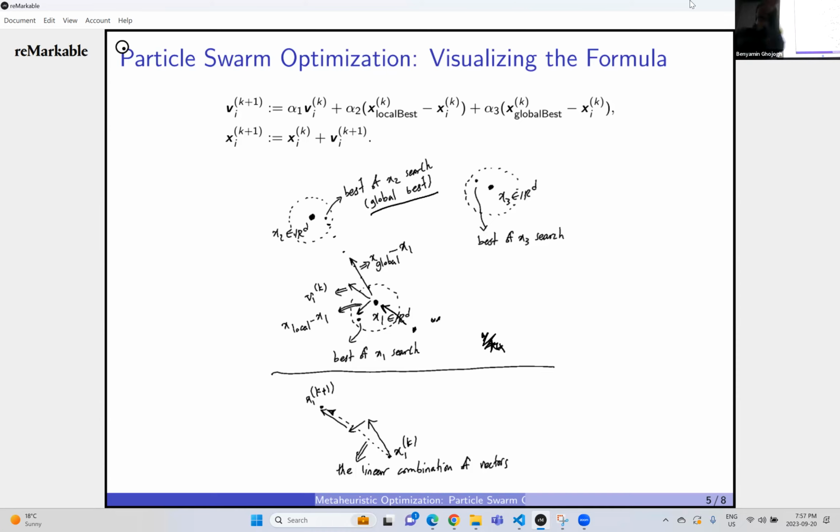Yes, exactly. So alpha shouldn't be greater than 1 because it will pass the global best. Agree. You're right. I think the alphas should sum to 1, alpha 1 plus alpha 2. If you do that, then the alphas will be fractions and they will also sum to 1. Why do I say sum to 1? Because you want to say how much the first term is important compared to the second term and the third term.